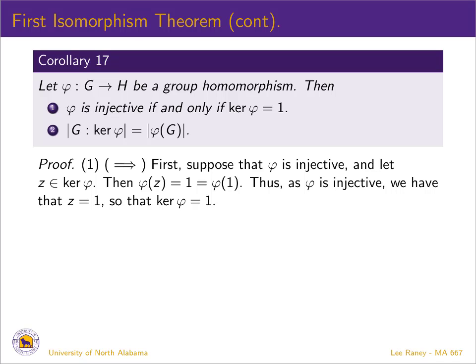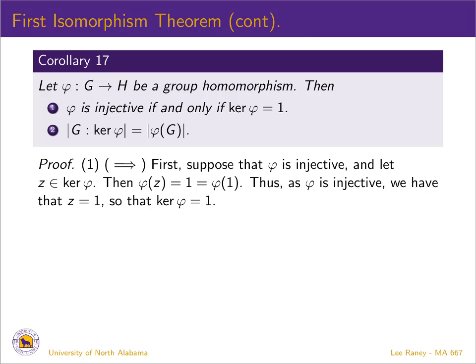So let's suppose that phi is injective, and suppose that z is in the kernel of phi. All right, well, what does it mean? It means that phi of z is equal to 1. On the other hand, since phi is a group homomorphism, we also know that phi of 1 is equal to 1, where the 1 on the right-hand side here is the identity in G, and this is the identity in H. And then as phi is injective, we have phi of z is equal to phi of 1, but we've assumed phi is injective, and so it means that z is equal to 1.